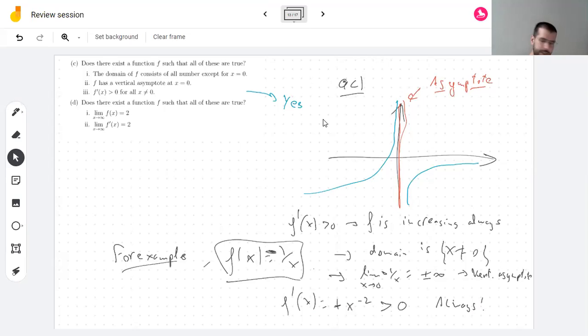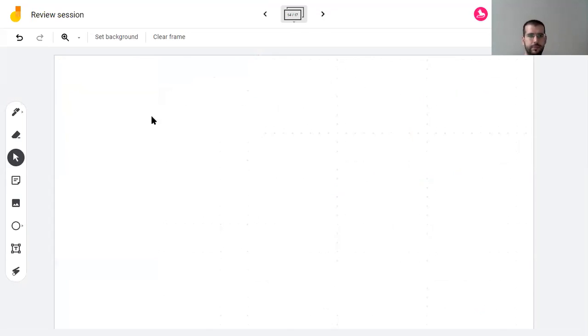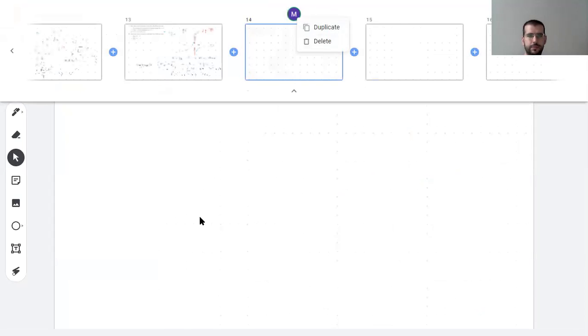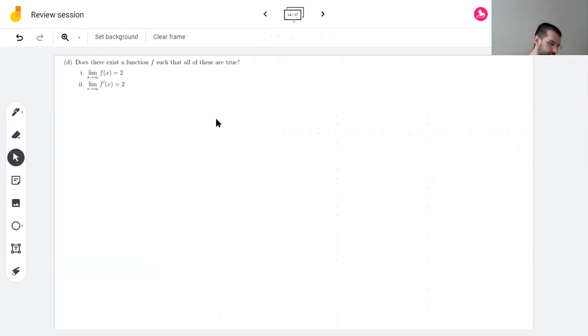Well, I'm going to get to 9D because I can do it fast. Next, I'll do that sentence. 9D. Is there a function such that it approaches 2 and whose derivative also approaches 2? I think the answer is no.